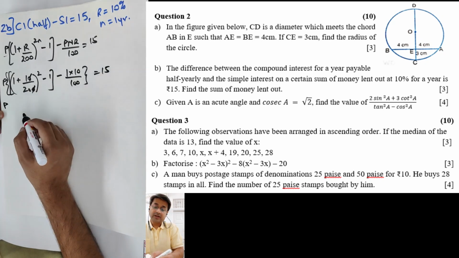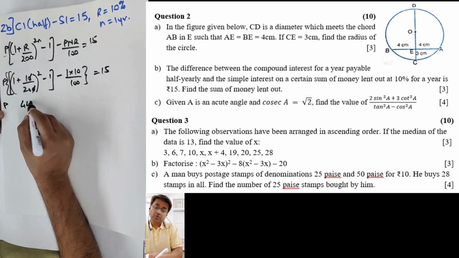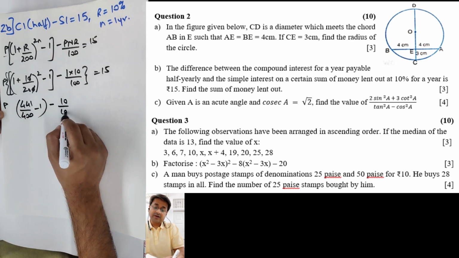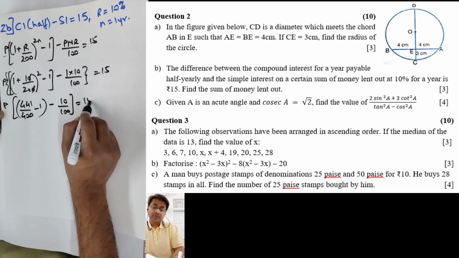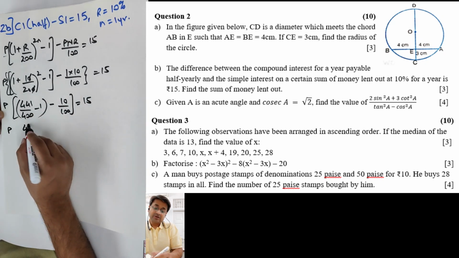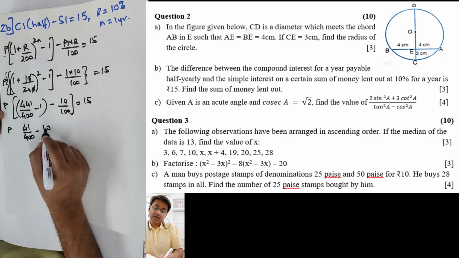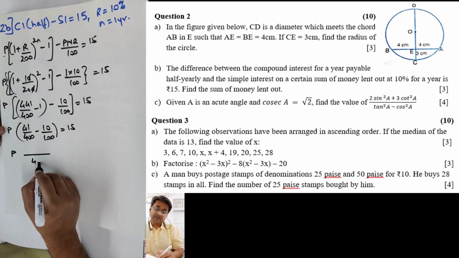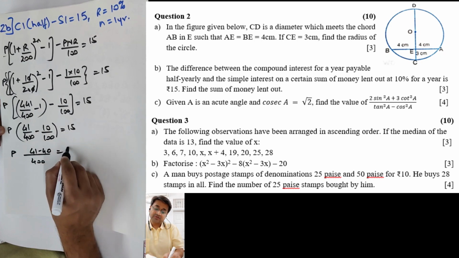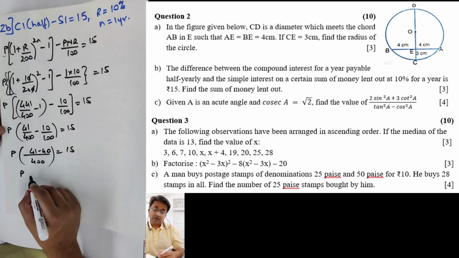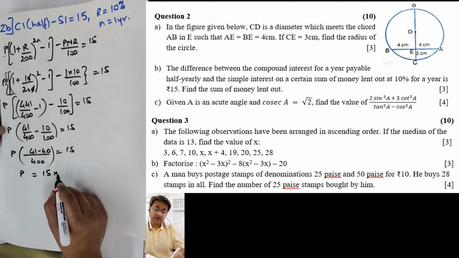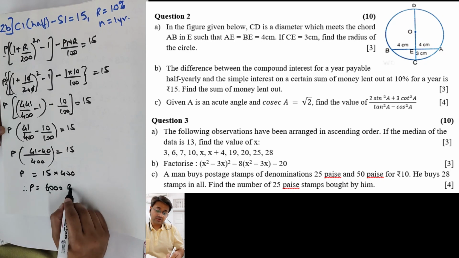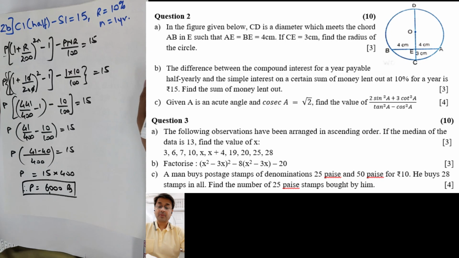So this goes away, 20 plus 1, 21 square, so 441 by 400 minus 1 minus 10 by 100. Don't cancel this, it will help you later, is equal to 15. So LCM here will give us 41 by 400 minus 10 by 100 is equal to 15. Again LCM here as 400, so 41 minus 40 is equal to 15. So our principal will be 15 into 400. So finally I can say 15 fours are 60 and 2 more zeros, 6000 should be the principal.